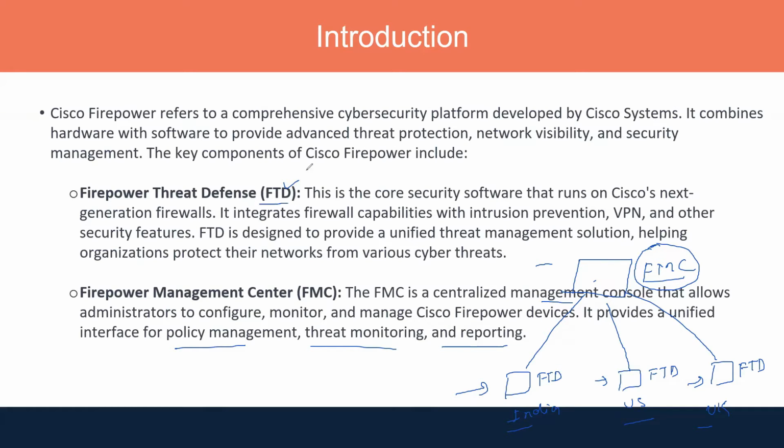Right? So those are the two components of the Cisco Firepower system. One is FTD, which is the firewall, the network security device. And the other is FMC, which is the Firepower Management Center, using which you can manage your firewall in terms of configuration, monitoring, etc.